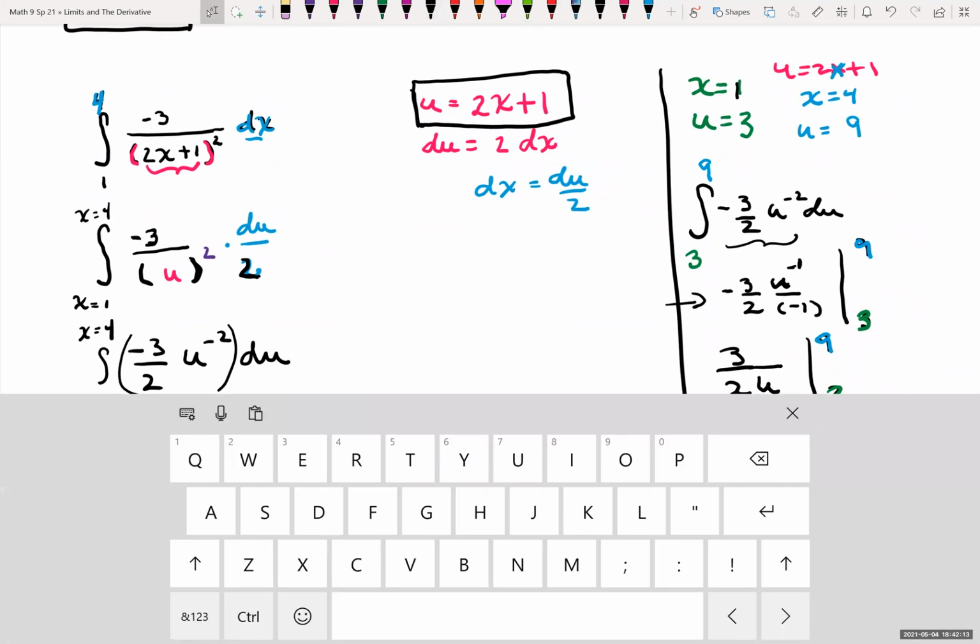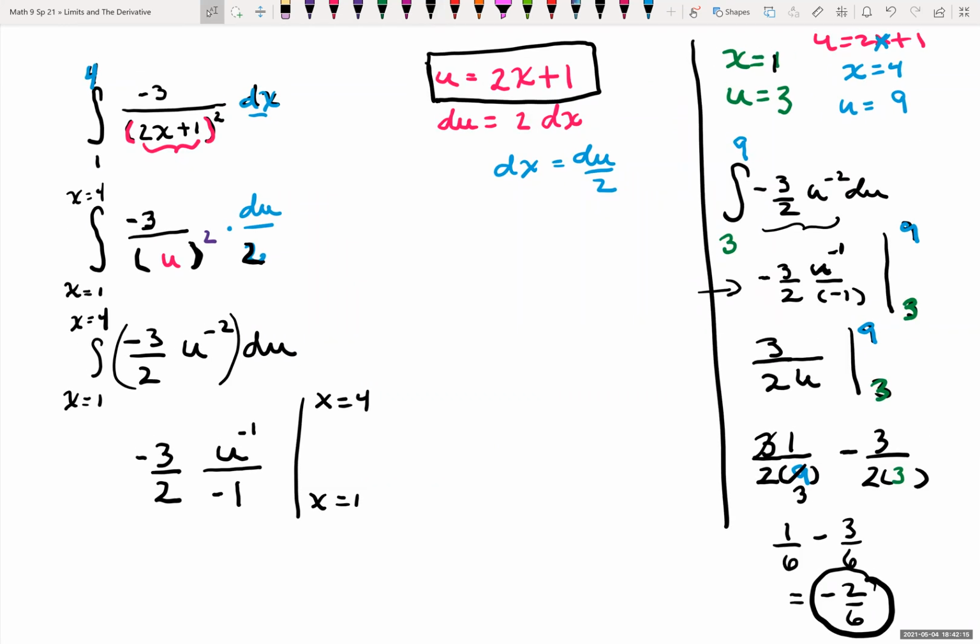Okay, so if you didn't change the bounds, this is where we have to go back and replace what u is in terms of x. So let's do that. And while we're doing it, let's clean it up a little bit. So we have a negative and a negative. So remember that was +3/2. And we're going to put u in the denominator. So instead of writing u, we're going to write what u is, this 2x plus 1. Now we're going to evaluate it from 1 to 4.